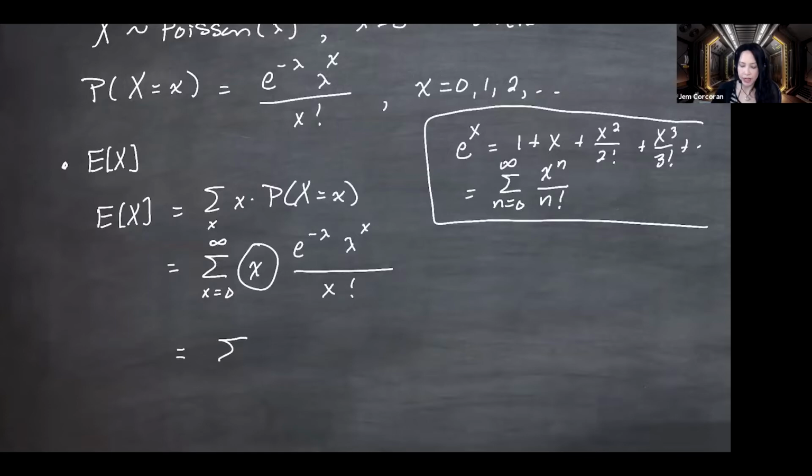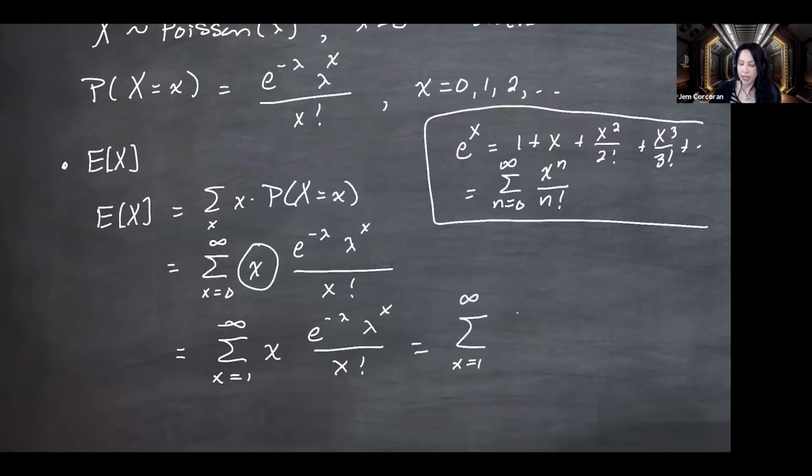All right, so when x is 0, then this whole thing is 0. So I can write this as the sum as x goes from 1 to infinity of x e to the minus lambda, lambda to the x over x factorial. And I can cancel the x with the x in the x factorial. So I've got the sum as x goes from 1 to infinity, e to the minus lambda, lambda to the x over x minus 1 factorial.